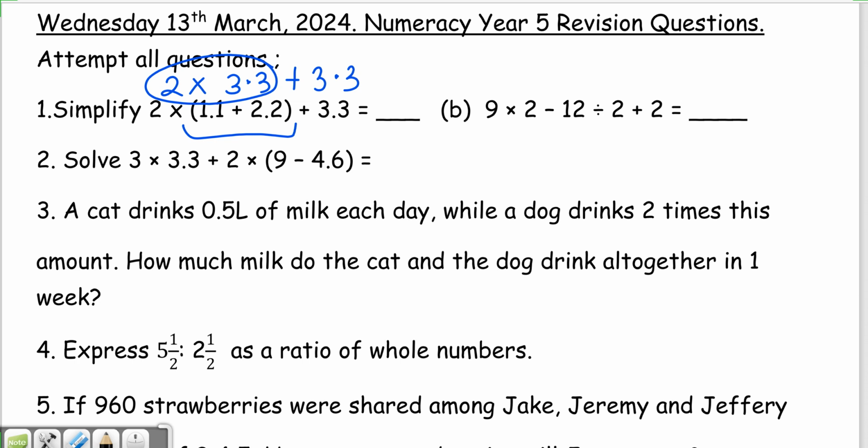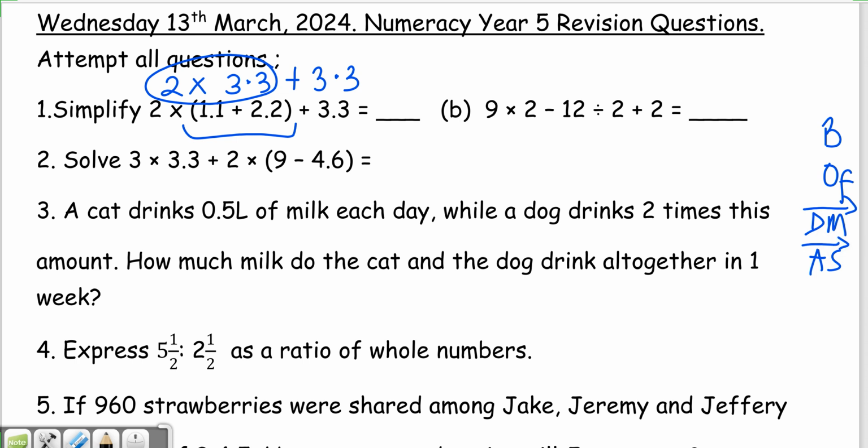Now for 1B, BODMAS says you do brackets followed by of. Then the next thing is division and multiplication from left to right. Then whichever one comes first, you can do. So if division comes first, you do it. If multiplication comes first, you do it. Then same goes for addition and subtraction from left to right.